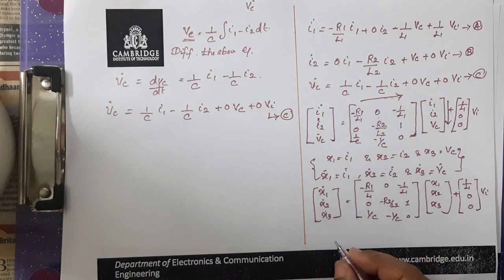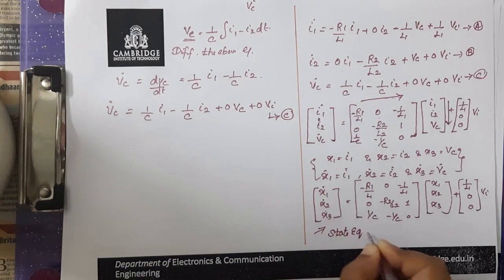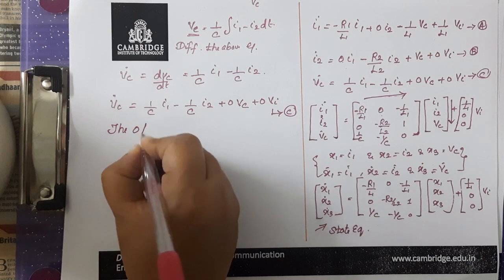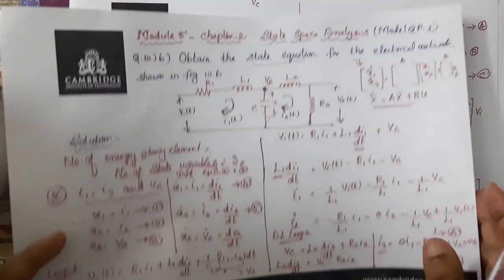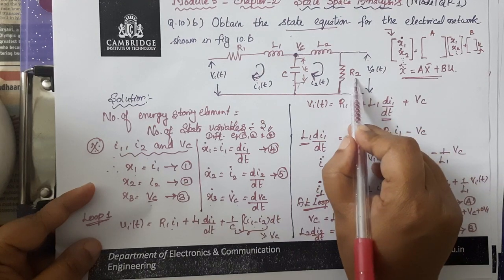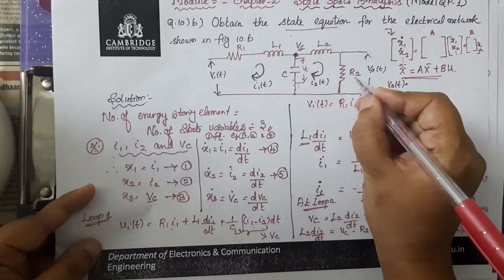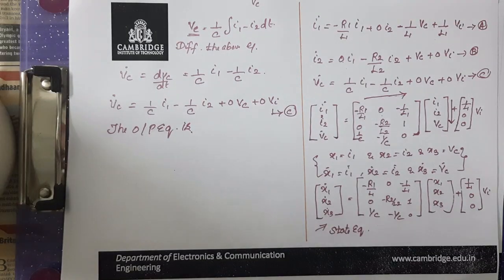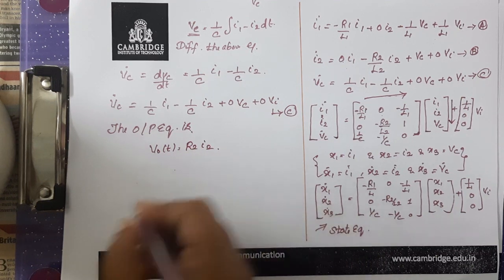So this is your state equation. We have to write the output equation also. If you look into the circuit diagram, the output is V naught of t across the resistor R2. The current flowing through the resistor R2 is I2, so I can write V naught of t is equal to R2 into I2. So the output equation is V naught of t equal to R2 into I2.